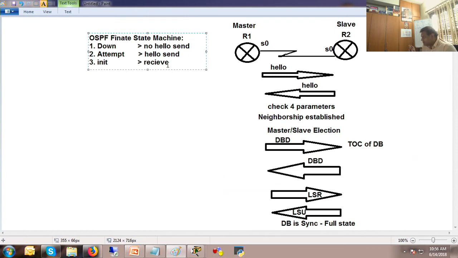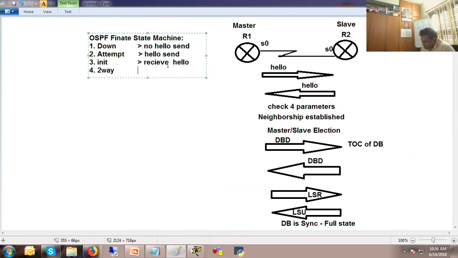Oh boss, I am in init state. What does init state mean? Is the other router R2 not sending hello? R2 is down? No. I am in init state means I am receiving hello, but 1 of the 4 parameters is not matching. Understand? If the 4 parameters match, it will go to two-way state.